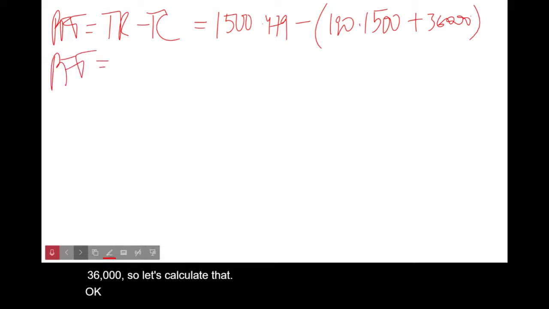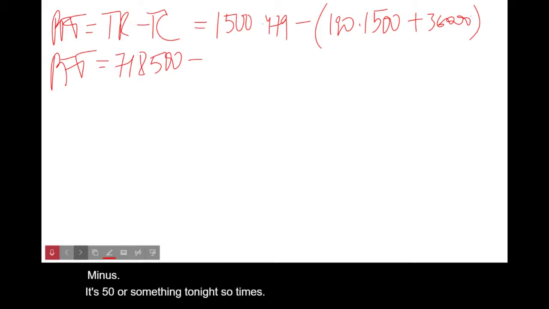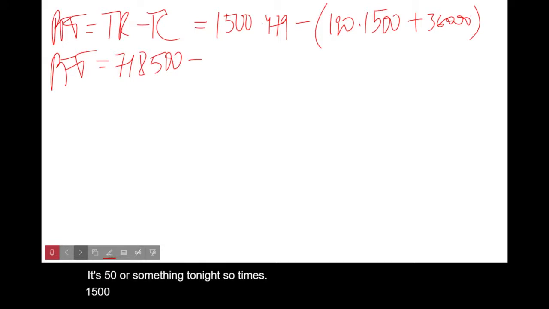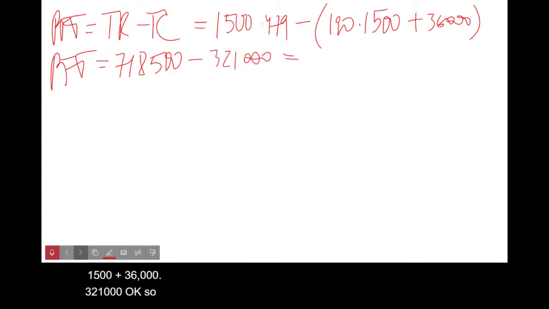So let's calculate that. 1,500 times 479 is 718,500, minus 190 times 1,500, which is 285,000, plus 36,000, 321,000. So what do we have? 397,500. Okay, that's it. So that's the profit.